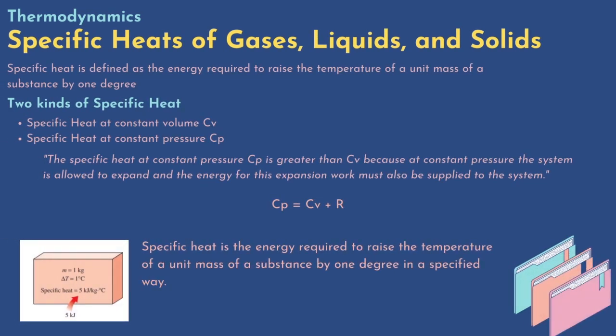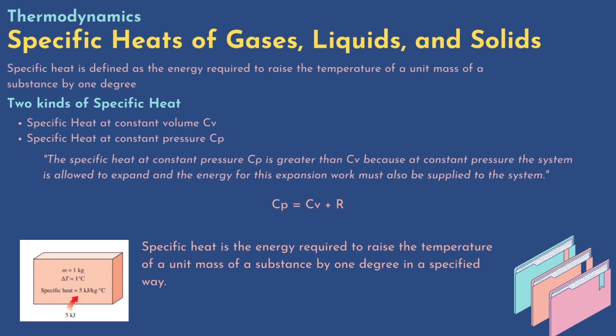Specific heat is defined as the energy required to raise the temperature of a unit mass of substance by 1 degree. This energy is mostly determined by how the operation is carried out. Specific heat at constant volume, Cv, and specific heat at constant pressure, Cp, are the two types of specific heats that we are normally interested in. The energy required to increase the temperature of a unit mass of a substance by 1 degree while keeping the volume constant is known as specific heat at constant volume, Cv. The specific heat at constant pressure, Cp, is the energy required to achieve the same when the pressure is held constant.